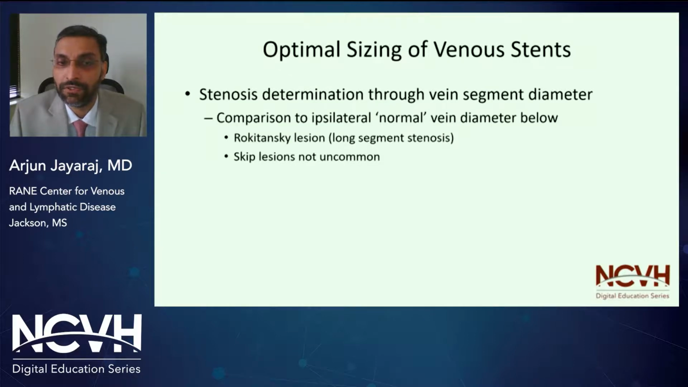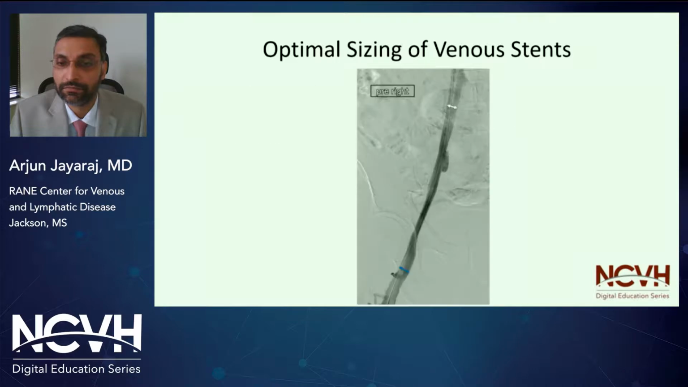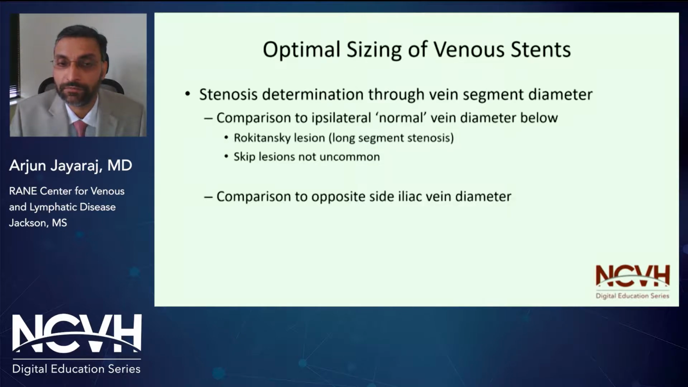The other problem with using this particular technique is that skip lesions are not uncommon in chronic iliac vein obstruction. In fact, when you combine Rokitansky and skip lesions, up to 20% of patients presenting with post-thrombotic syndrome can have these lesions. And this is an example. Here again, I've marked out the common iliac and the common femoral vein, and you'll notice that there's stenosis in these two segments. However, the segment in between the two is normal appearing. So again, it is important not to use these techniques for determination of stenosis.